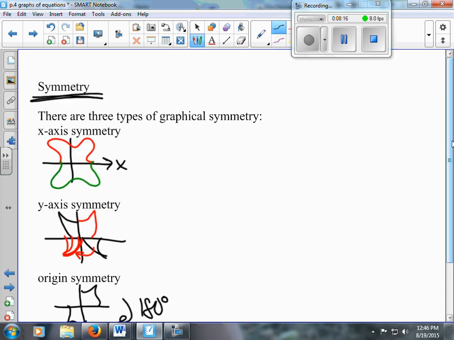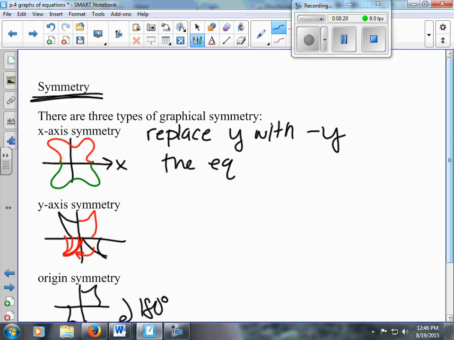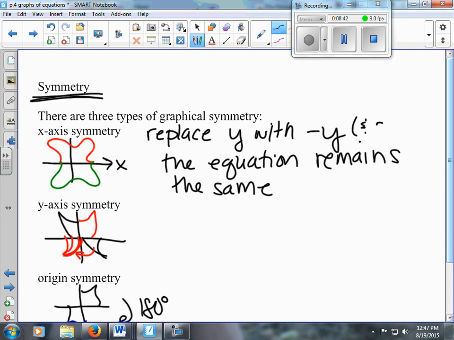So for x-axis symmetry, if you replace y with negative y, the equation stays the same. This is what it means to have x-axis symmetry. So you replace y with negative y and simplify. So, for example, all your negatives, when you squared those would go away.